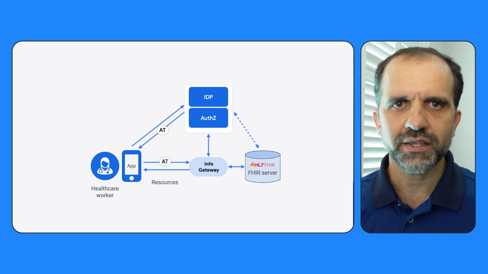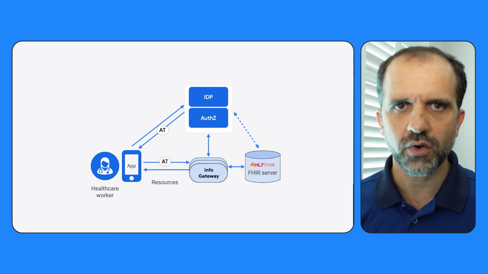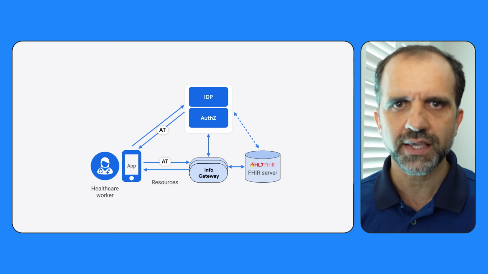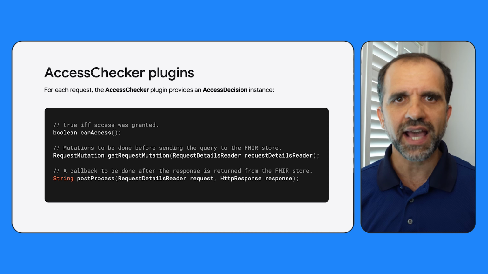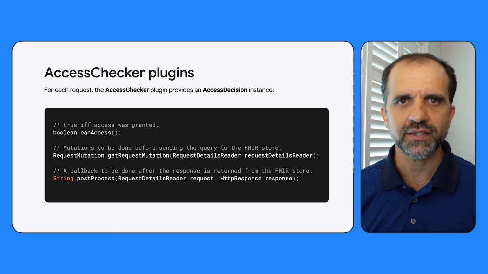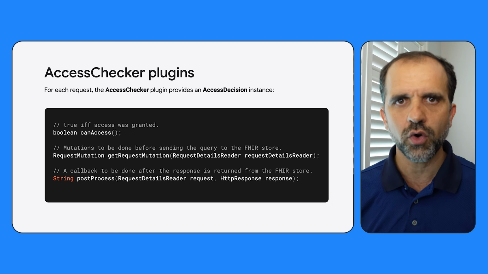The core functionality of the Info Gateway is stateless, which makes it easier to horizontally scale the gateway service. This is also our recommended way of implementing AccessChecker plugins, which we will discuss next. The actual logic to decide whether to grant access to a request or deny it is not always generalizable. So we have separated this logic into an AccessChecker interface, which is called by the core gateway request processor.